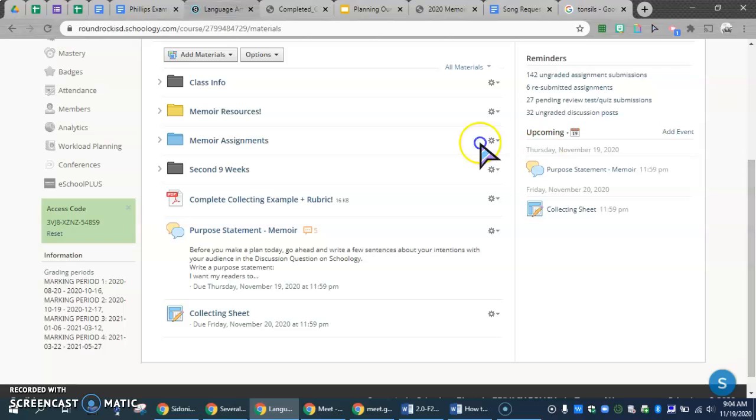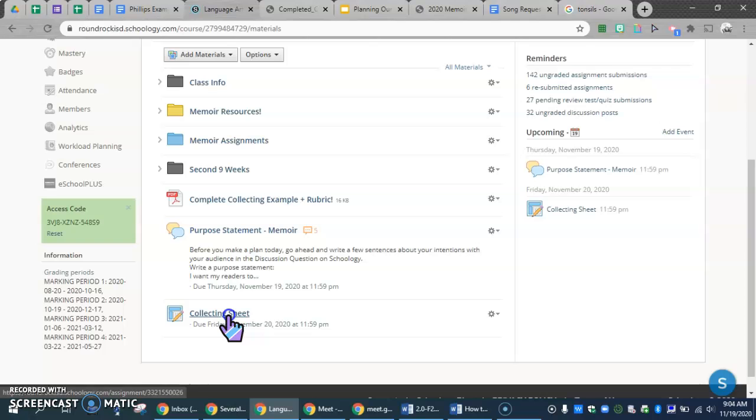So if you scroll down on your home page, you should have your rubric and your example of a finished collecting sheet. You should have your purpose statement, which is the homework that we got on Wednesday or Thursday, depending on when you saw me. And then you've got your collecting sheet that we've been working on since last week, right? That is the big thing that is due on Friday. So let's take a look at both the collecting sheet and your collecting rubric.